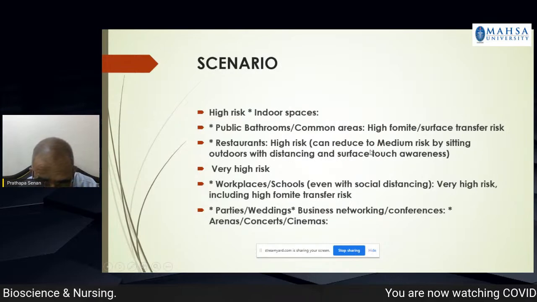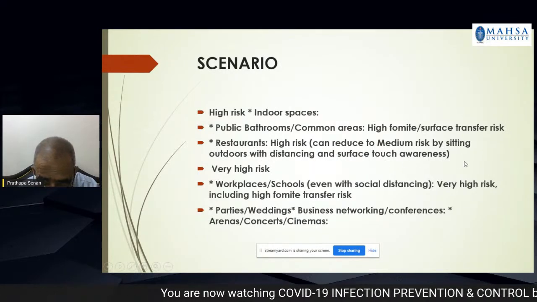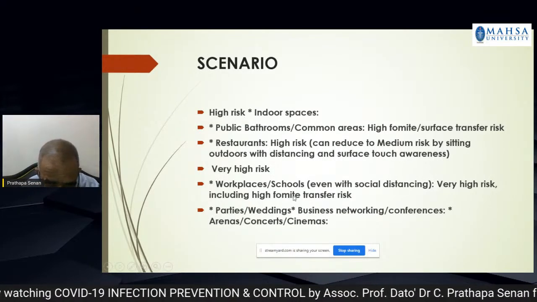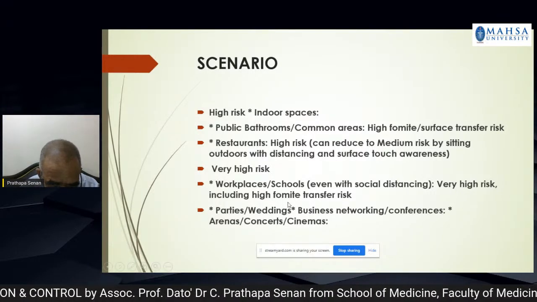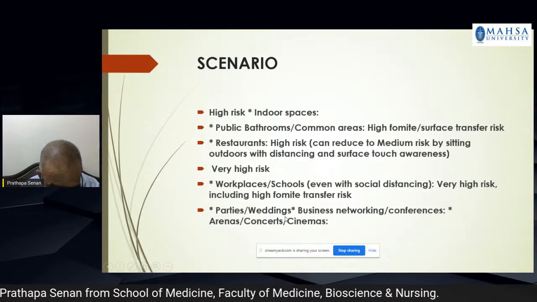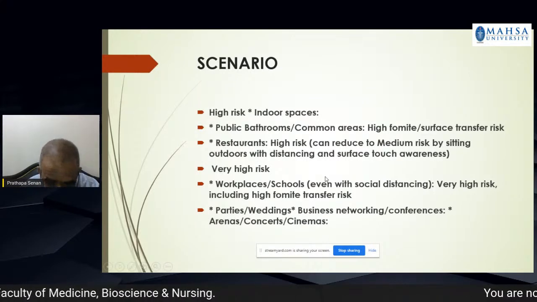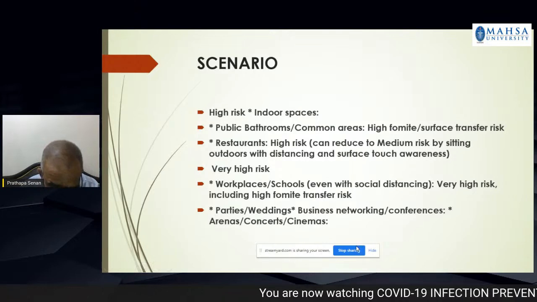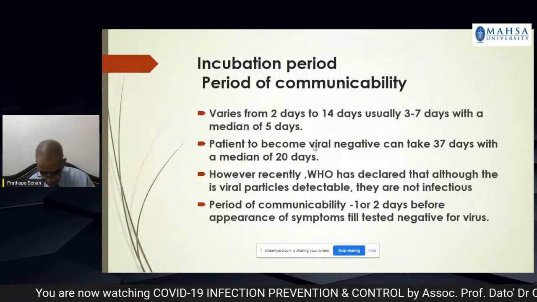Restaurants, high risk, can reduce to medium risk by sitting outdoors with distancing and surface touch awareness. Very high risk: workplaces, schools, even with social distancing. Very high risk includes high fomite transfer risk. Parties, weddings, business networking, conferences, arenas, concerts and cinemas. This is all because of the duration of time you spend there that it becomes high risk.